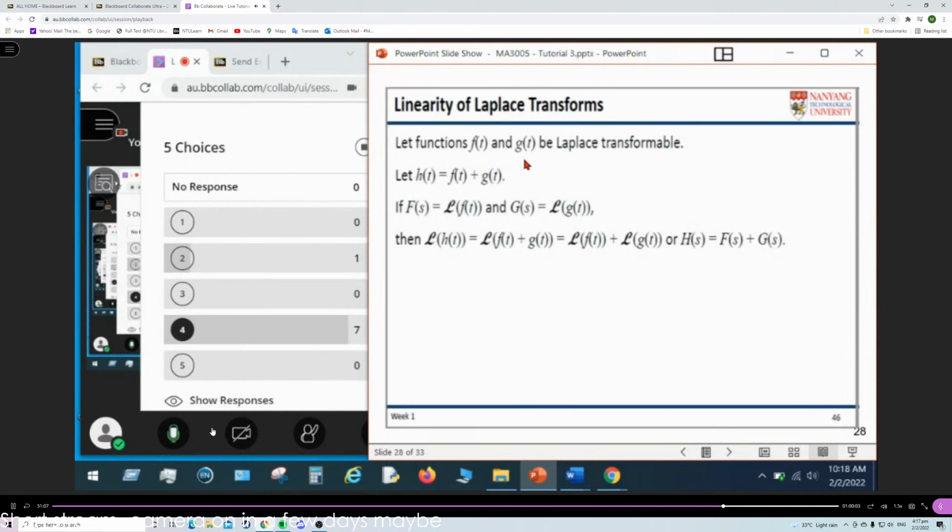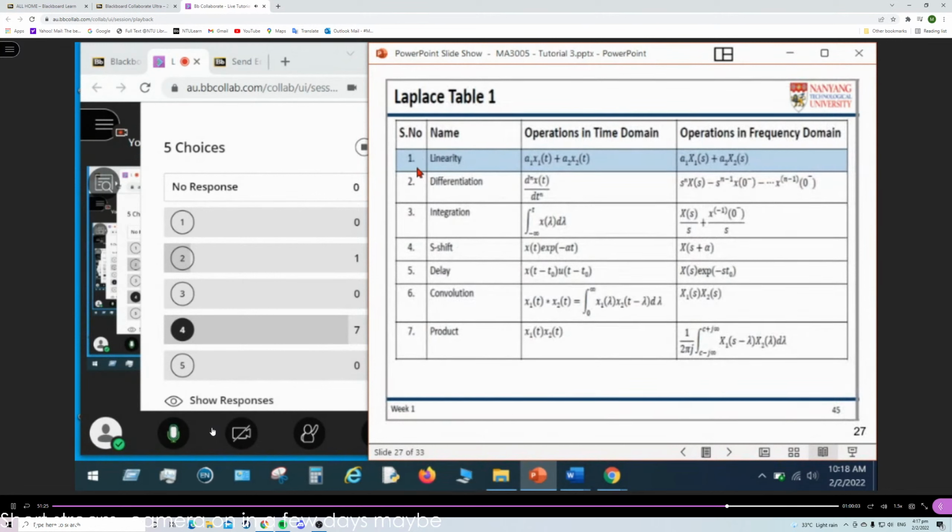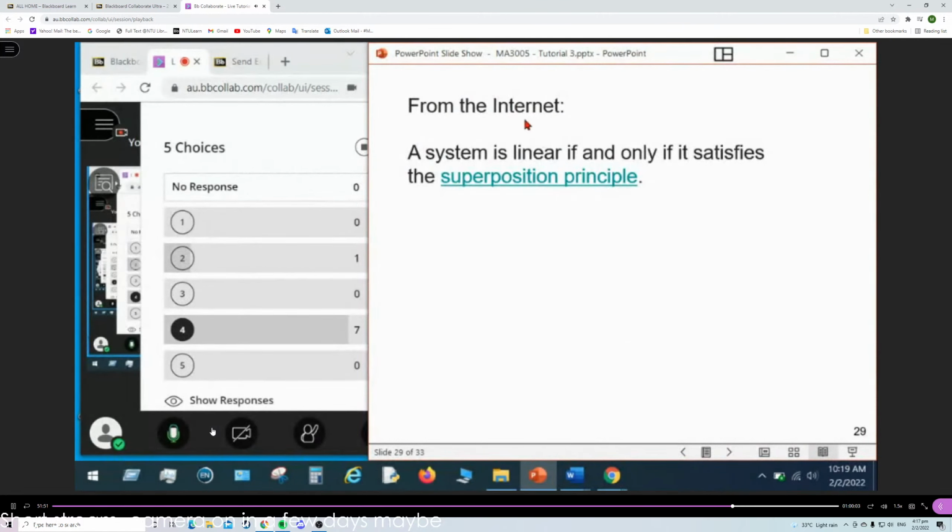For example, if we have f(t) and g(t), and h(t) equals f(t) plus g(t), this is the linear system. Then you take a Laplace transform, and you get F(s) plus G(s). So this is the number one most important property. This table tells you that linearity is maintained for the time function and for the Laplace domain transfer function.